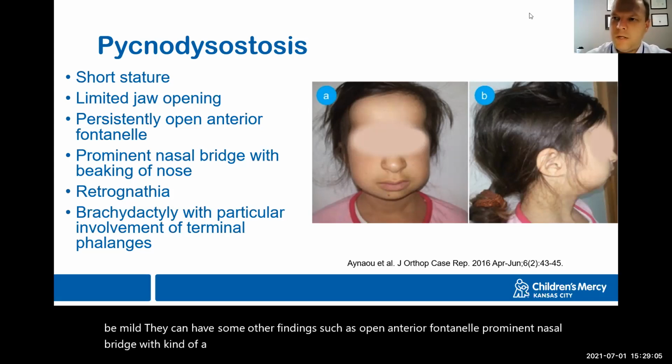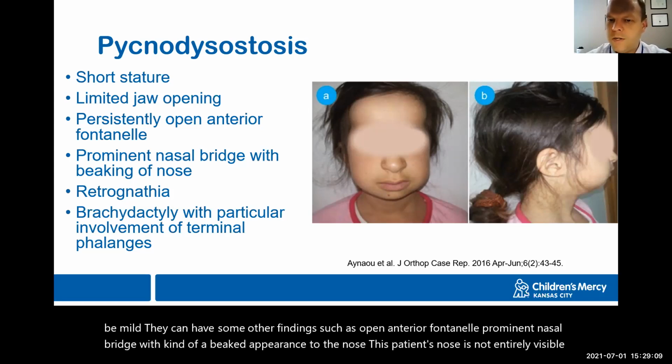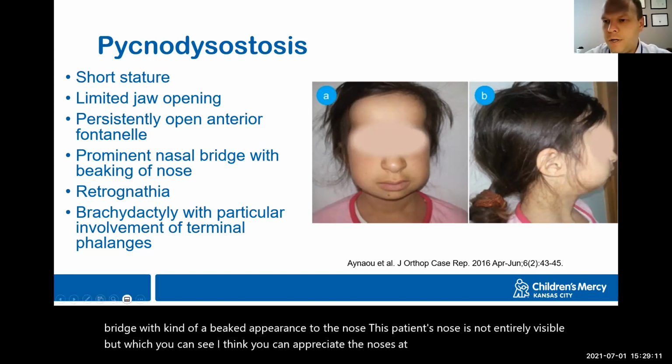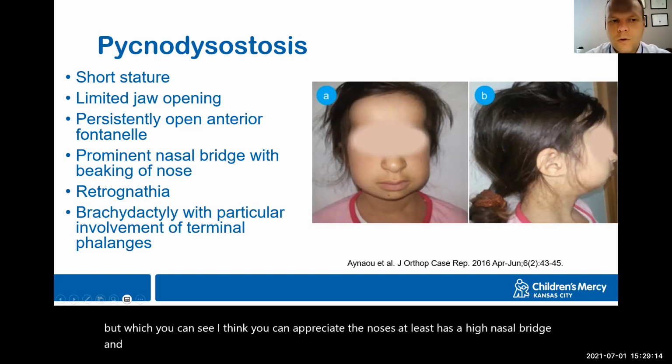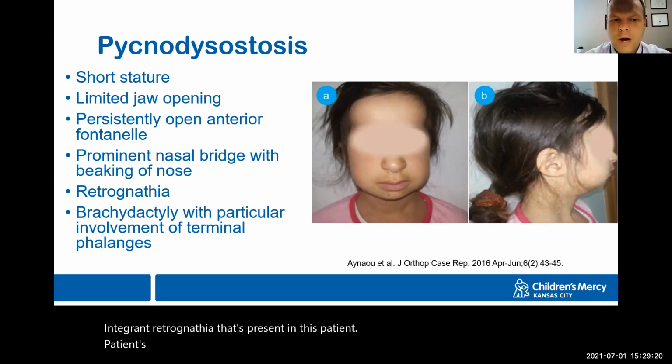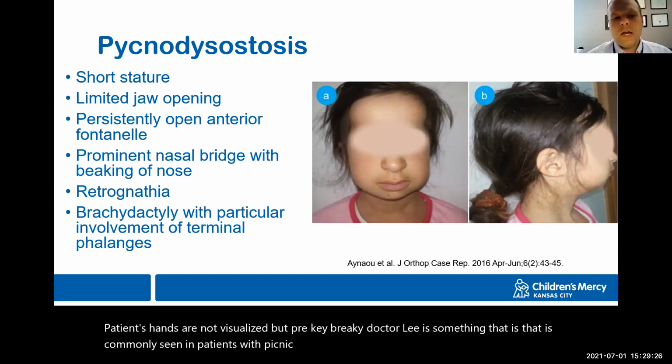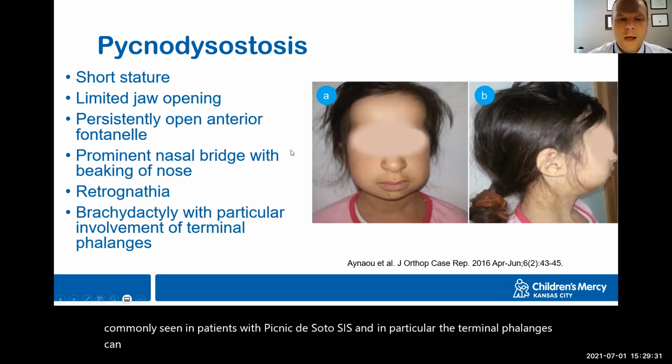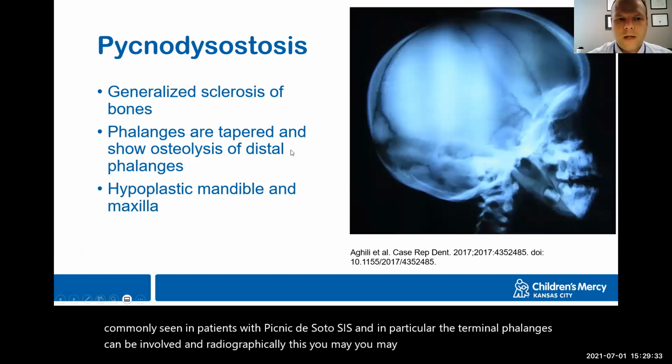This patient's nose is not entirely visible, but I think you can appreciate the nose at least has a high nasal bridge and is somewhat pointed. And I think we can also all appreciate the significant retrognathia that's present in this patient. The patient's hands are not visualized, but brachydactyly is something that is commonly seen in patients with pycnodysostosis, and in particular, the terminal phalanges can be involved. And radiographically, you may appreciate acrosteolysis in these patients.